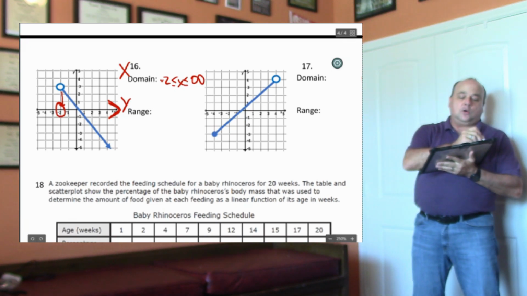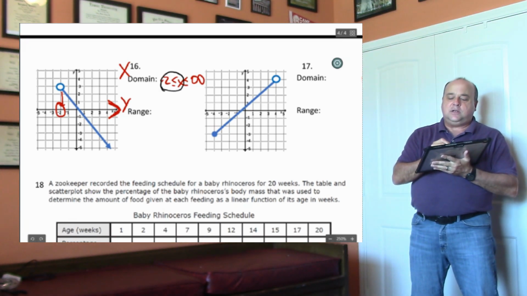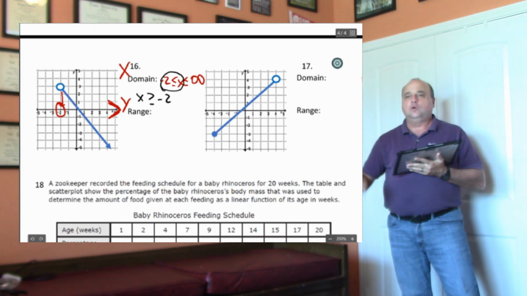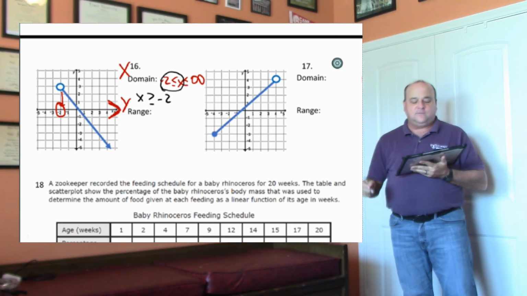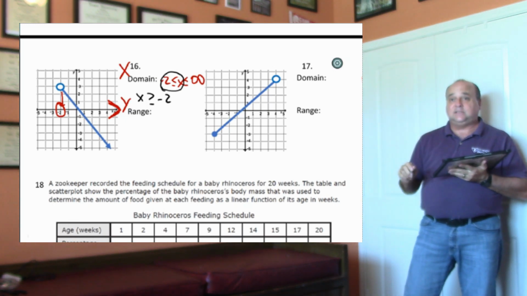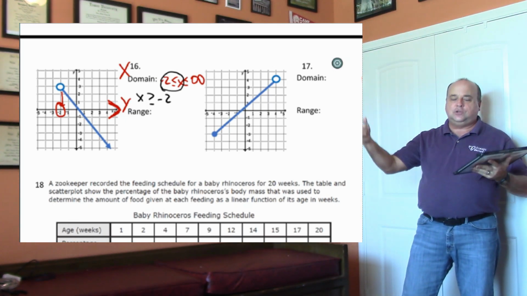Now then, if I wanted to write this just without the domain, it's going to be x greater than or equal to -2. So it's all the x's that are more than -2, which is exactly what we have on our x-axis in it.